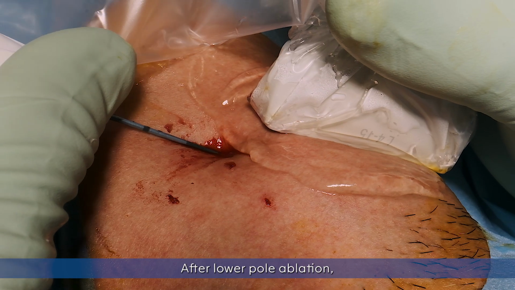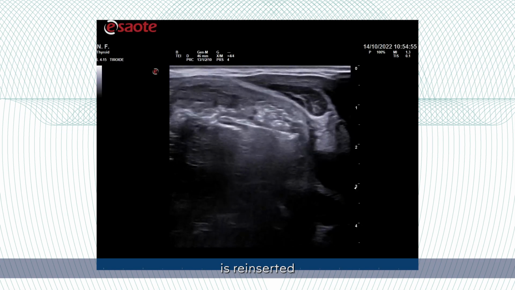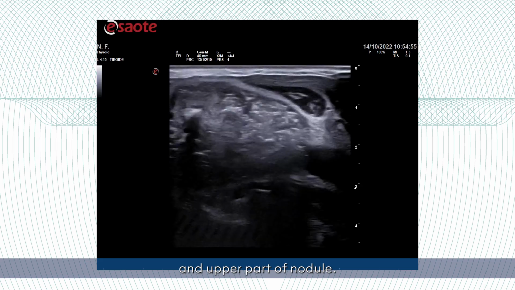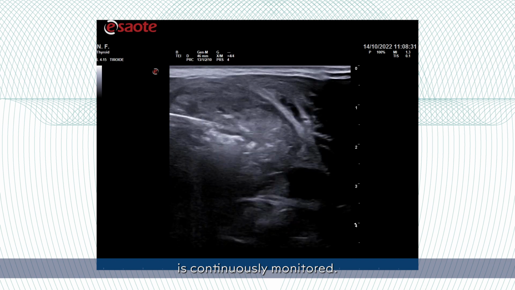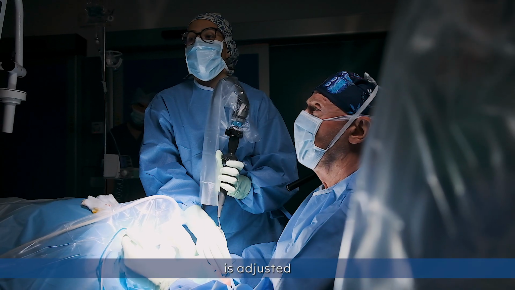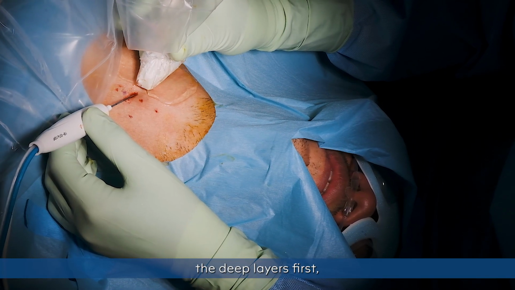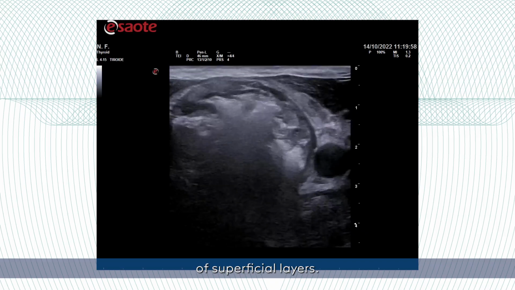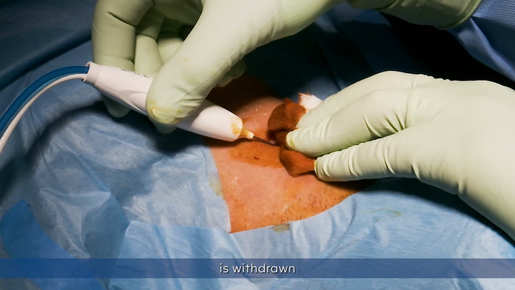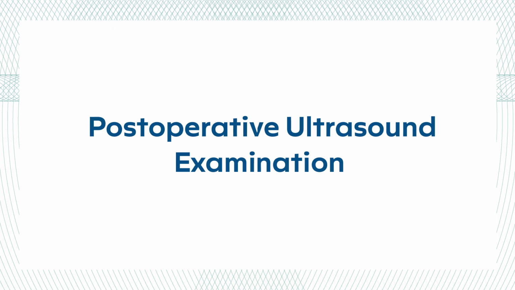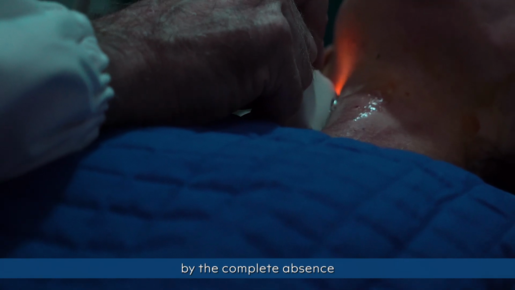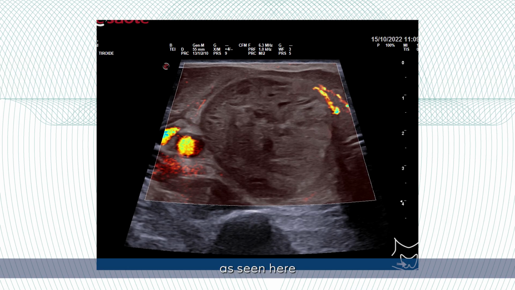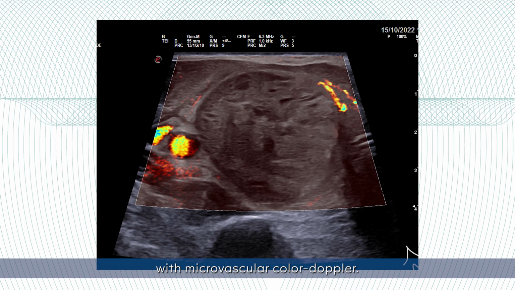After lower pole ablation, needle electrode is reinserted to ablate mid-portion and upper part of nodule. FFL is continuously monitored. The angle of insertion is adjusted in order to ablate the deep layers first, followed by ablation of superficial layers. The needle electrode is withdrawn when procedure is terminated. Thorough ablation of nodule is demonstrated by the complete absence of vascularization, as seen here with microvascular coral Doppler.